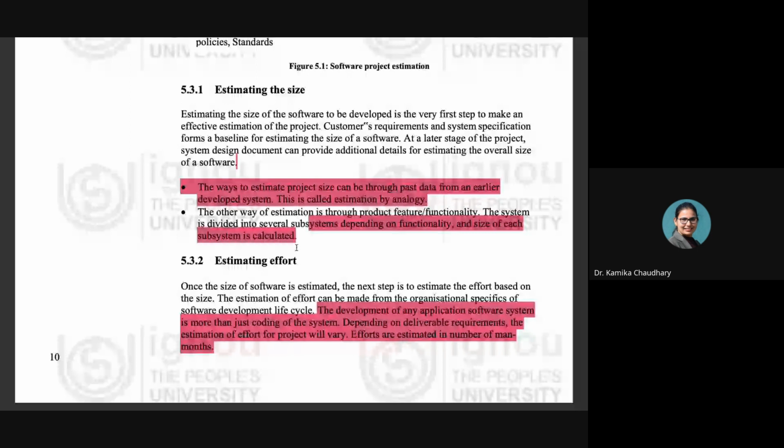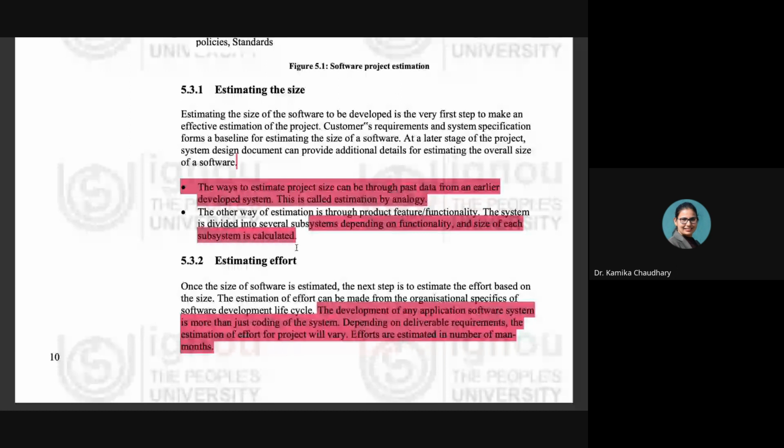So there are basically two different methods which can be utilized in order to estimate the size of the software. The first method says to refer to your past project, and the second method says to just divide the system into subsystems, calculate the size of the subsystems, and then add them all together to calculate the overall size of your entire system. So this is happening in the second case, right? This is how organizations estimate the size.